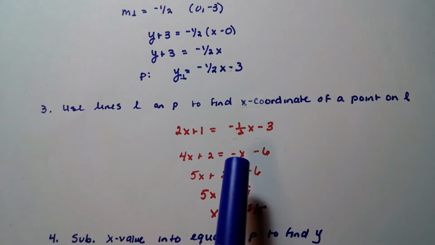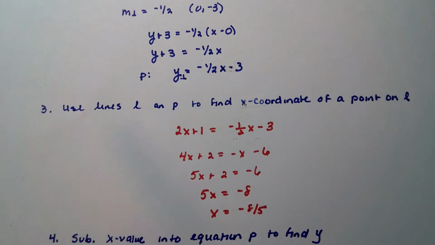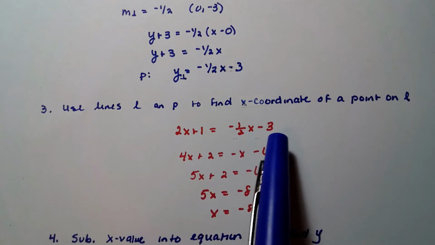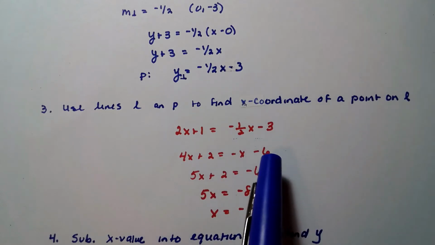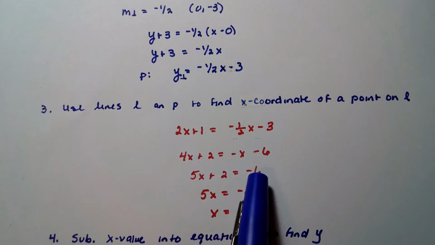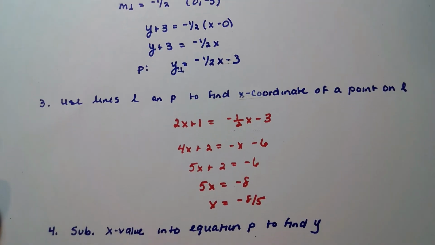So I got rid of fractions by multiplying every term, both sides, by 2. So I get 4x plus 2 is equal to -1x minus 6. And if I combine like terms, I add x to get 5x. I subtract 2 to get -8. So x is -8/5. Again, an ugly little fraction, but that's life with these.